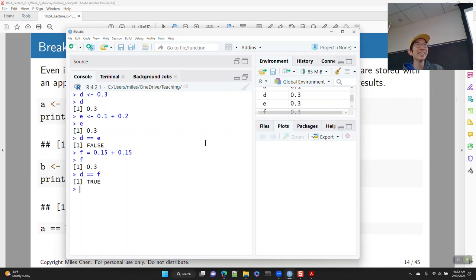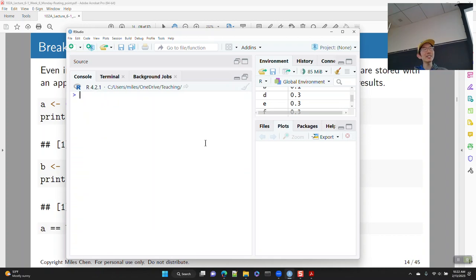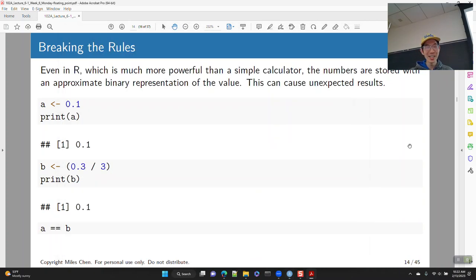It is, okay. So you have D is 0.3, E is 0.3, F is 0.3. D is not equal to E, but D is equal to F. E, what about E and F? Those are not. So it's like, oh gosh, what are you doing, computer? How am I supposed to know? And it's like, oh, you don't, okay? So it can be frustrating.